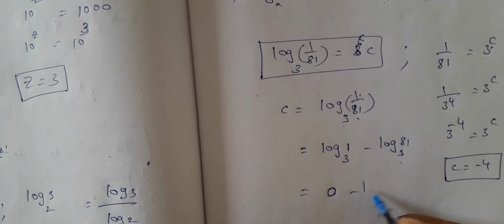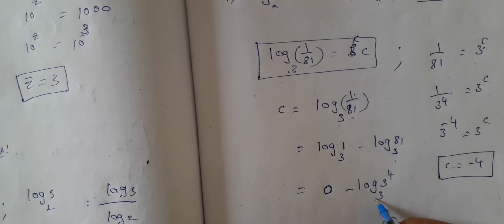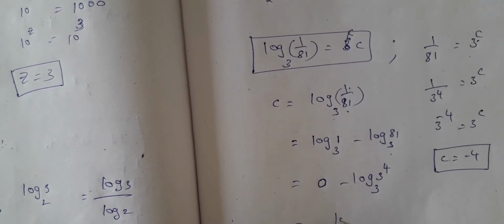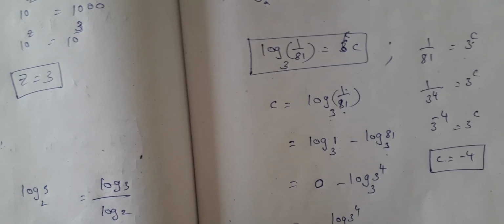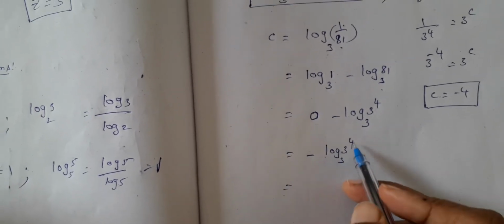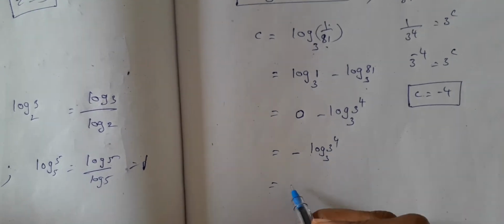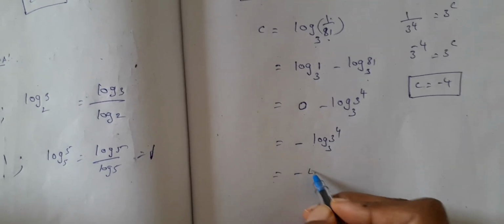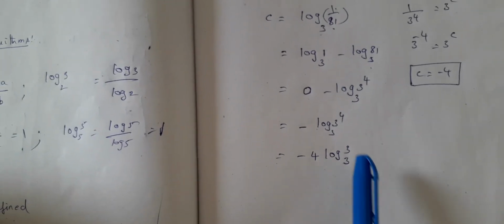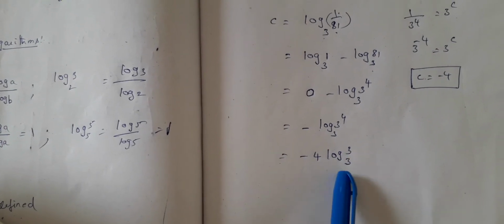Now I am left with minus log 81. 81 I wanted to write as 3 power 4, base 3 as it is. Next step, don't write 0 here, no need. Minus log 3 power 4 base 3. Now log x power n can be written as n times log x. So minus as it is, this 4 will come here: minus 4 log 3 base 3. See, beautiful. Whatever the power is, it has come out here.